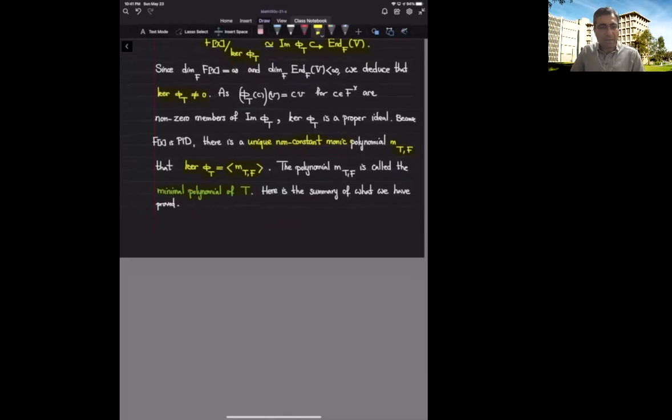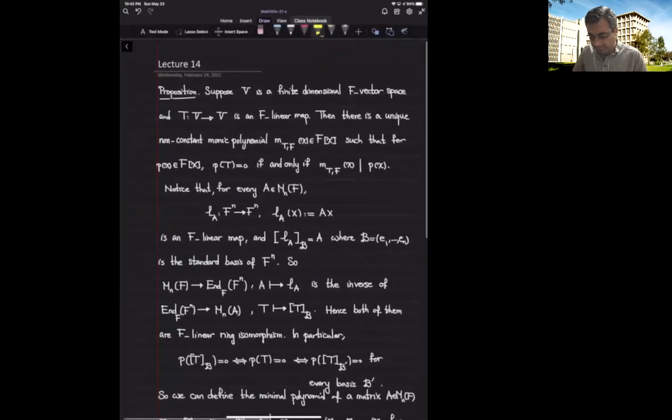Equivalently, if a polynomial after substituting t gives us 0, if p of t is 0, then p should be a multiple of m sub t comma f, and vice versa. If it's a multiple of m sub t comma f, then after evaluating it at t, we should get 0. So that's what we have proved about minimal polynomials of some linear transformation.